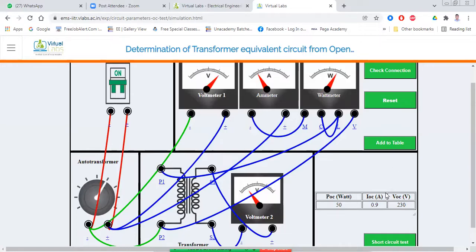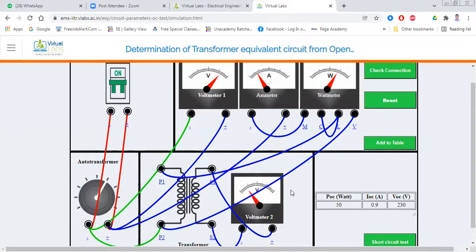Hello, is my voice audible to all of you? OK. So the wattage we get from the open circuit test of the transformer is 50, open circuit current is 0.9 ampere, and voltage is 230 volt.